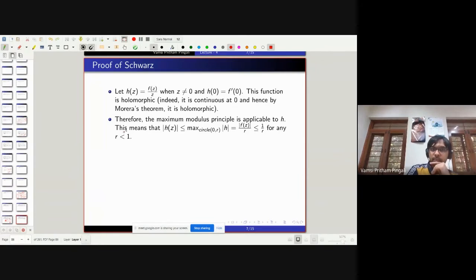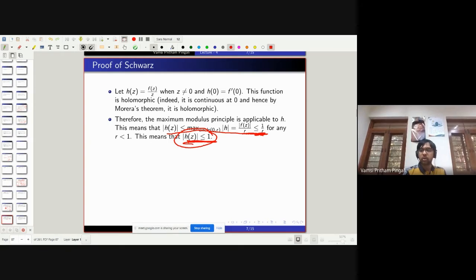Is this clear? Okay. So this means that mod of h of z is less than or equal to 1. Why? Because suppose mod of h of z is strictly larger than 1, then surely you can find a contradiction using this. You can find some r where r is less than 1, which is close enough to 1, that will contradict that statement. So this is the case.